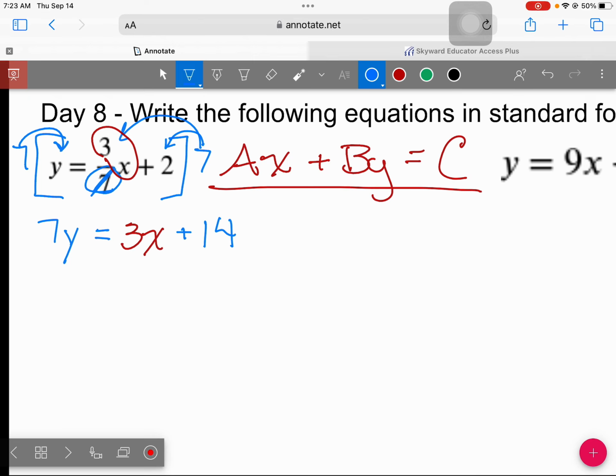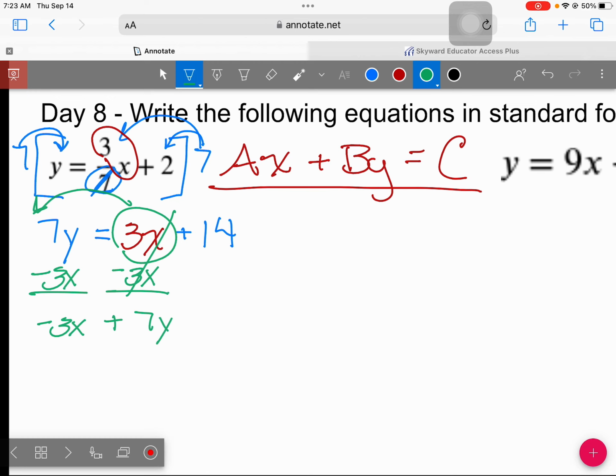All right, so now it says I need to move my x over to the left-hand side. So moving it mathematically, what would I do? Subtract. It's a positive, so I need to subtract 3x. And the 3x here cancel out. I cannot combine xylophones and yaks. So I want the x term first: negative 3x plus 7y equals 14.